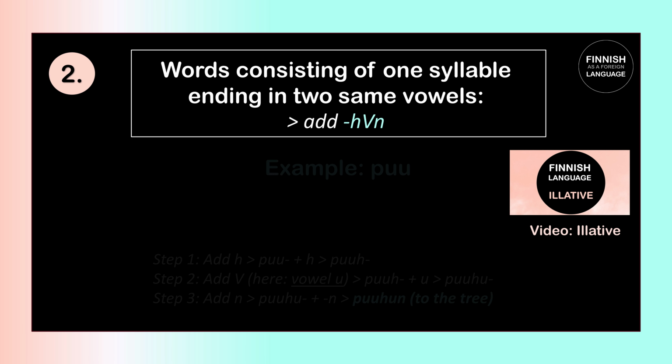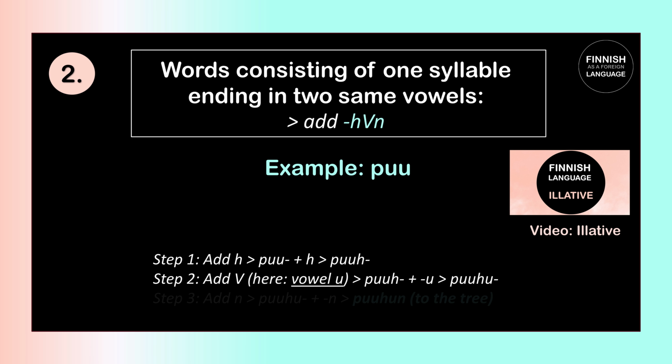Now the second ending, rule number 2, is the H vowel N ending. This ending is used for words consisting of one syllable ending in two same vowels. For example, when we take a look at the word puu, which means tree. So in our first step, we have to add the letter H to our word. So that means we have puu plus H and we get puuh. Then in step number 2, we add here the vowel U to it and we get puuhu. Then in step number 3, we add an extra N to it. So that means we have puuhu plus N and we get puuhun, which is our illative case here.